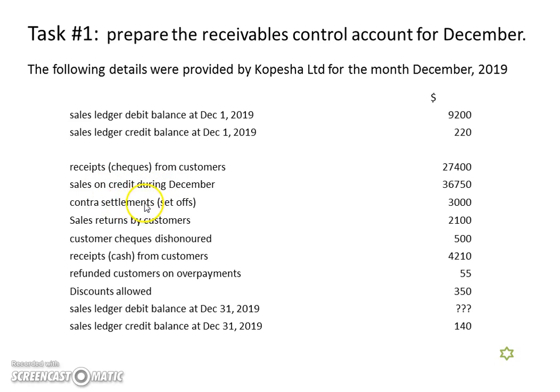We can see the set-offs, the returns, the dishonored checks, cash receipts from the customers, money that we refunded customers for overpaying, the discounts allowed. Now we know that the sales ledger has the credit balance of 140, but remember, you've got to go to the opposite side. And we are trying to find this debit balance, which obviously is going to appear on the credit side of the T account.